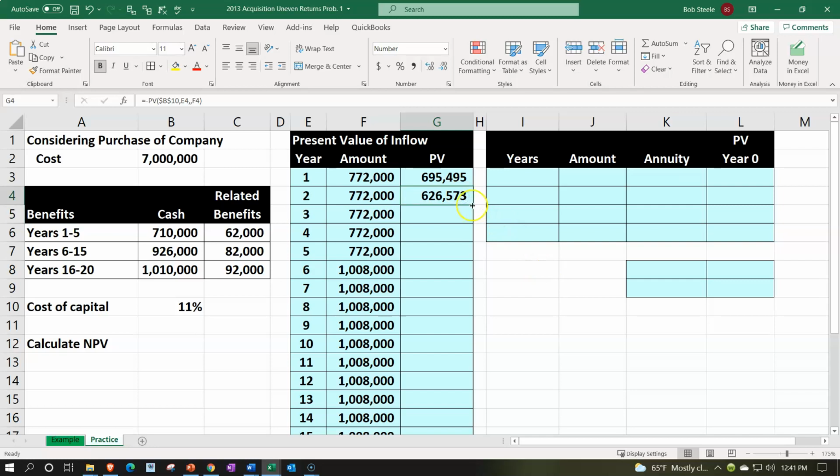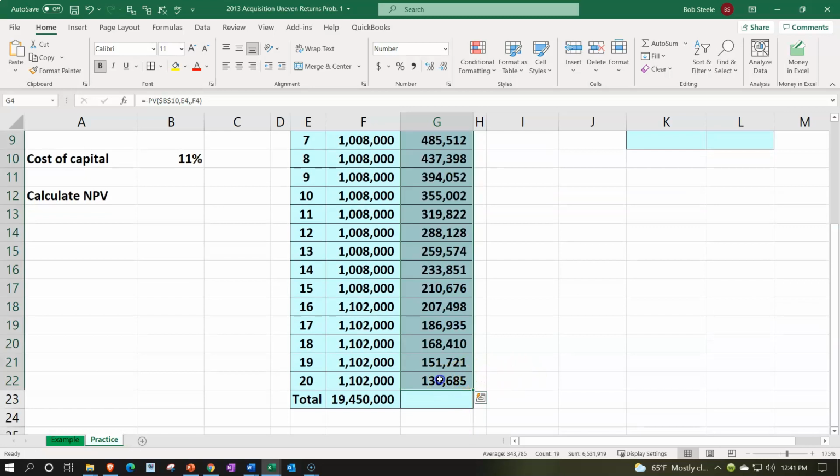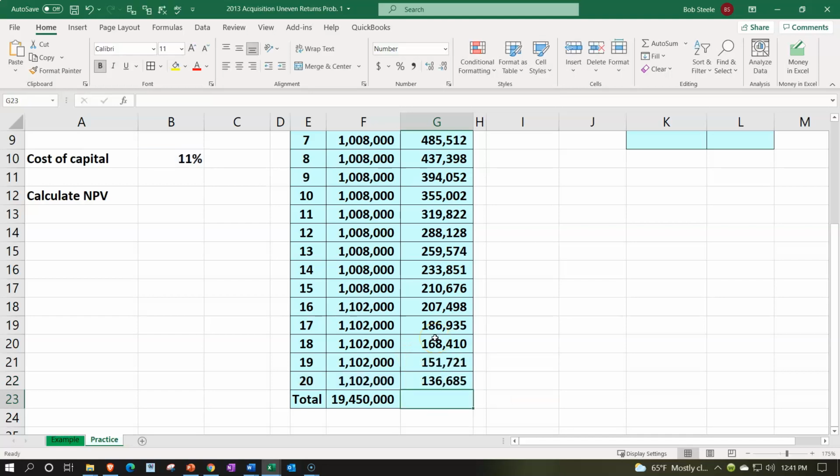Let's put our cursor back on it. Autofill. Drag that fill handle down to 20 periods. I'll typically double click on the last one or something, to make sure it's still doing what we expect it to. It is. Let's sum it up.